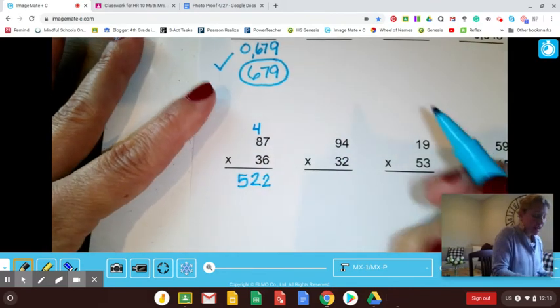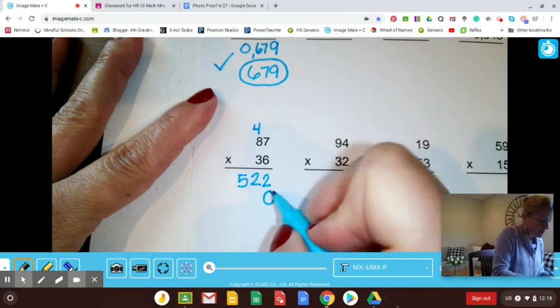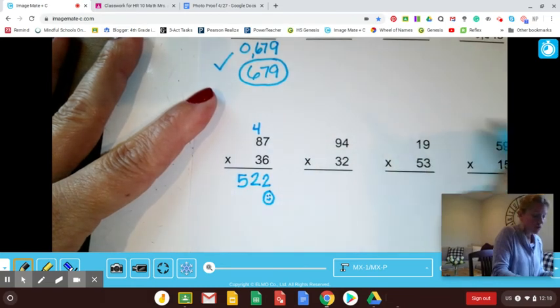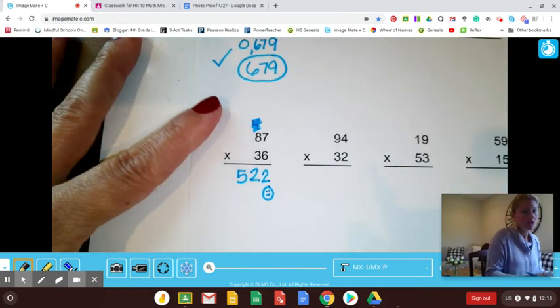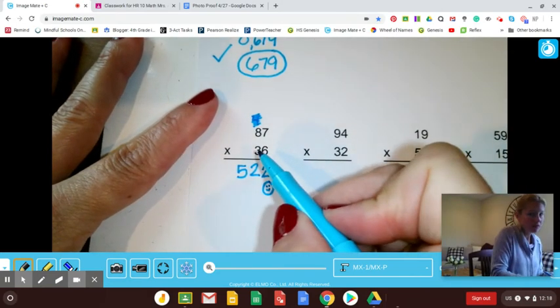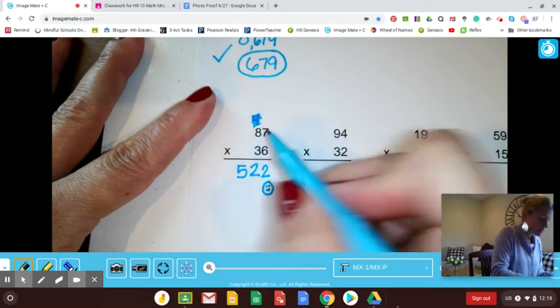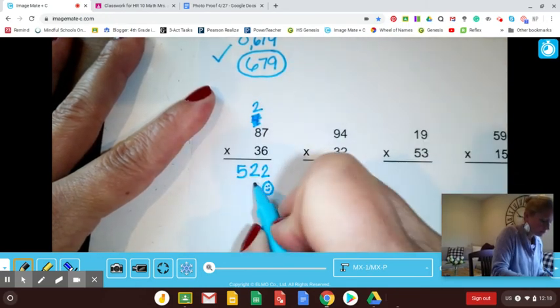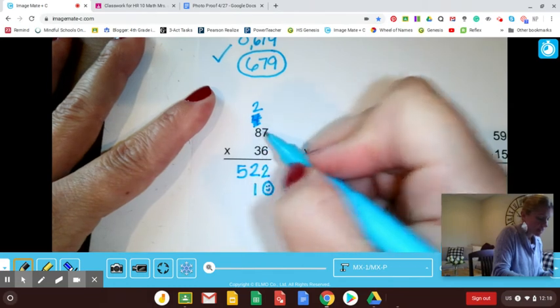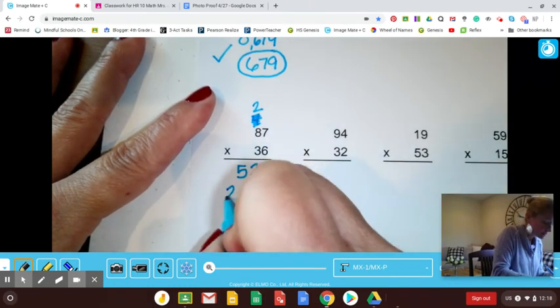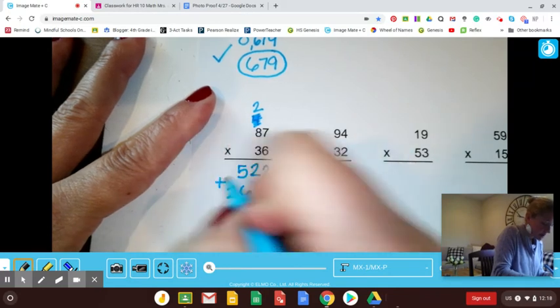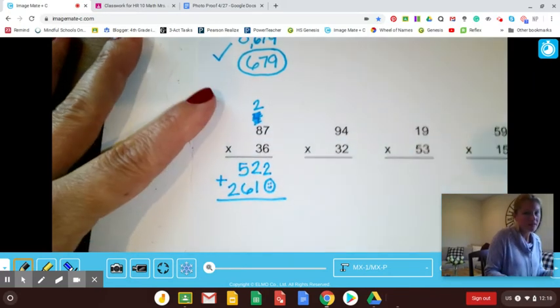Okay. Now, important step, I want to make a happy face 0, and I want to erase or scribble out anything that I regrouped. Okay, now I'm ready to multiply out by my 3. 3 times 7 is 21. 3 times 8 is 24, plus 2 is 26. And now I'm going to add these two lines together.